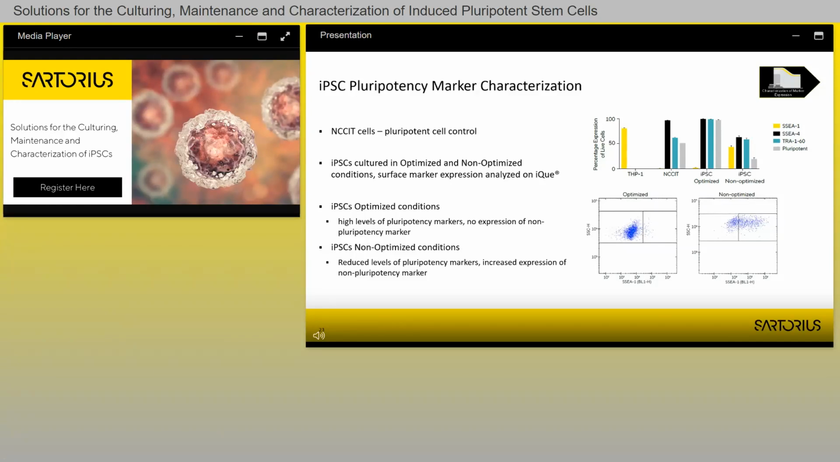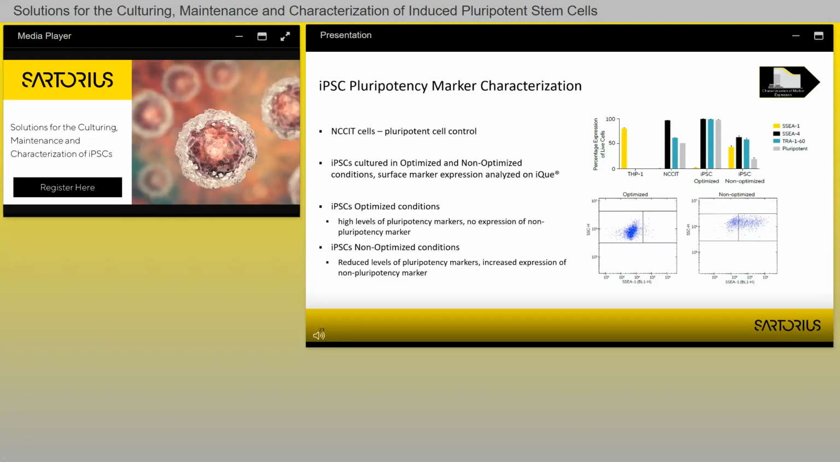And if you look below that graph, you can see the dot plots that give us an idea of the changes in marker expression in optimized and non-optimized conditions. On the optimized side, you can see there is no expression of SSEA1, but the cells grown in the non-optimized conditions show a shift over to the right where they're beginning to express SSEA1. So comparing the two, iPSCs in the optimized conditions have high levels of pluripotency markers and no expression of the non-pluripotency marker, whereas the iPSCs in the non-optimized conditions have reduced levels of pluripotency markers and an increased expression of the non-pluripotency markers.